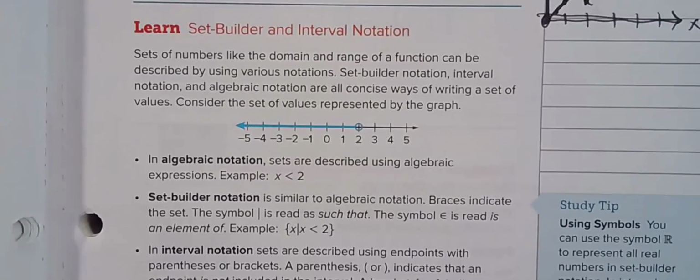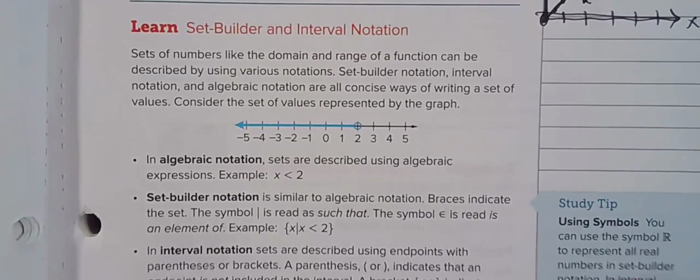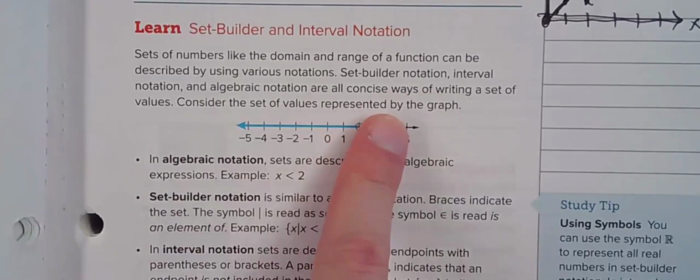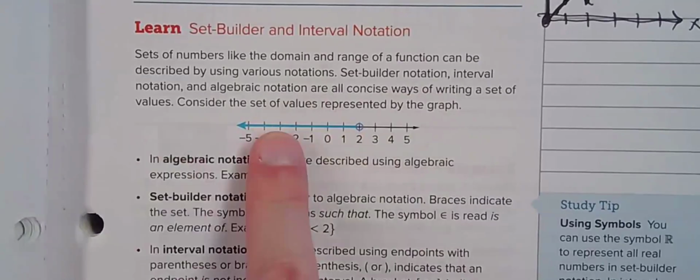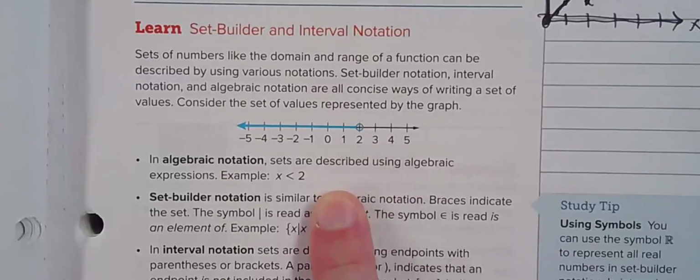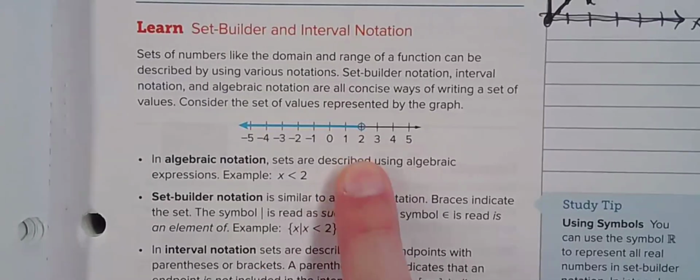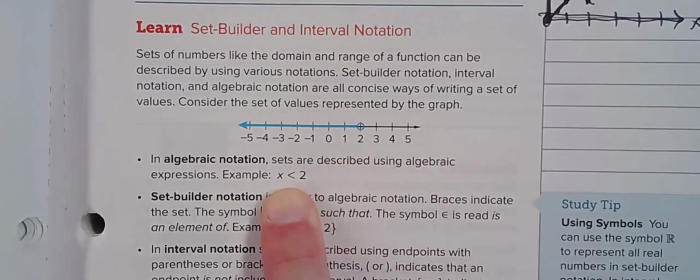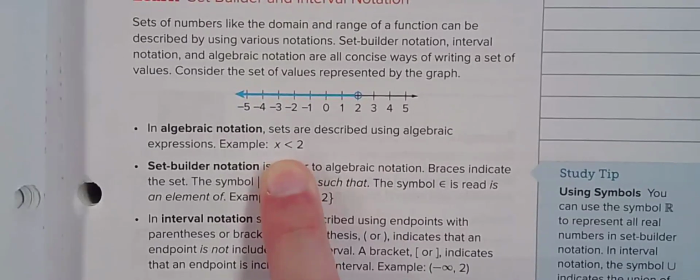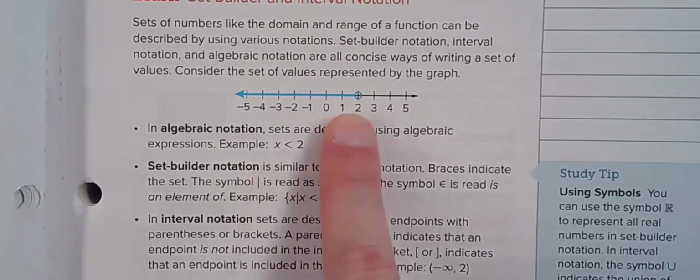So sets of numbers like the domain and the range of a function can be described by using various notations. We've already done algebraic. Set builder notation, interval notation, and algebraic notation are all concise ways of writing a set of values. Consider the set of values represented by this graph. So we're going back to really basic pre-algebra, Algebra 1 stuff, where we've got an inequality here in which x is less than 2. This is the Algebra 1 way of writing it, or even pre-algebra. We just say x is less than 2. So any value of x less than 2 works for this inequality.